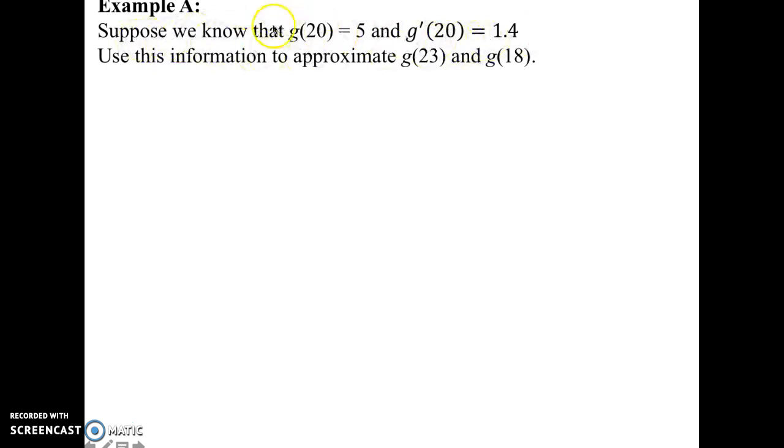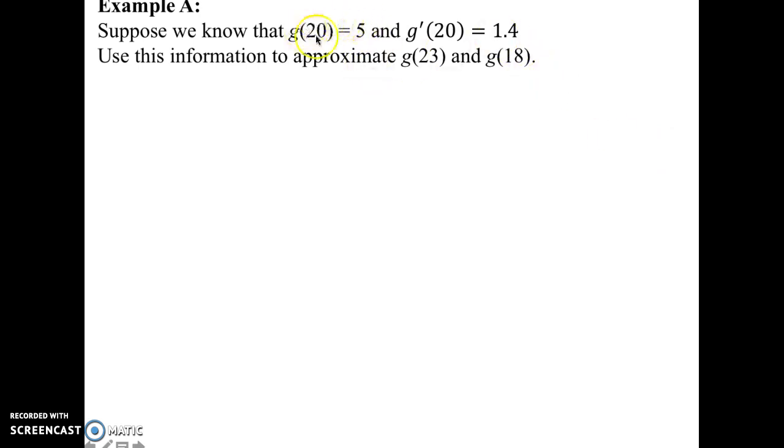So that's the only information we're given about our curve. We're only given the value of the function and the value of the derivative at that particular point. It says, well, use this information to approximate the value of the function at 23 and the value of the function at 18. I don't have any information about this curve other than this given information. I don't have a function, I don't have a graph. However, we could use linear approximation here because all I have is enough information for a linear approximation.